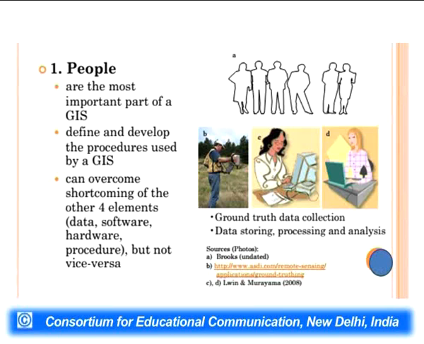It can overcome the shortcomings of the other 4 elements: data, hardware, software and procedures. Data storing, processing and analysis are also done by people. So human resource, or people, is the most important part of GIS, who developed GIS for their betterment and who always try to enrich and reinforce the present form of GIS technology with new ideas and new technology.